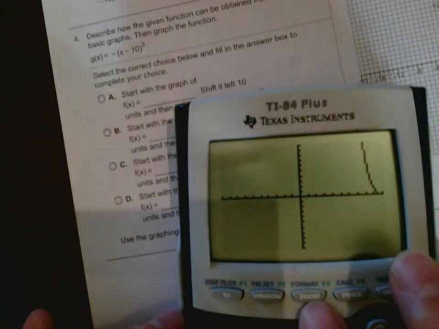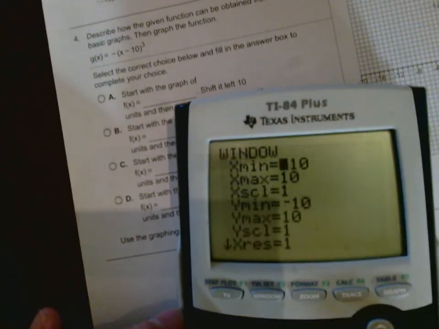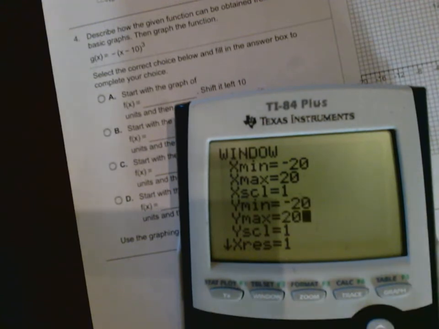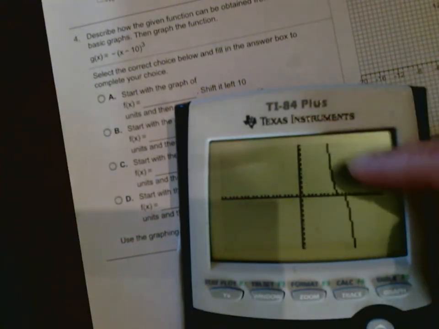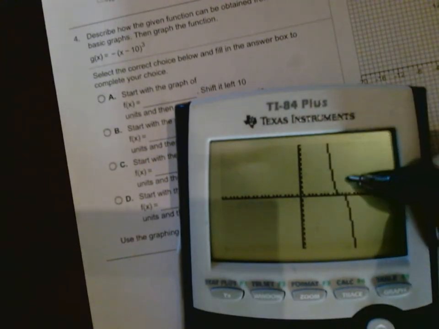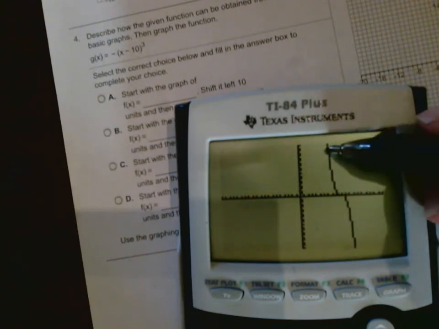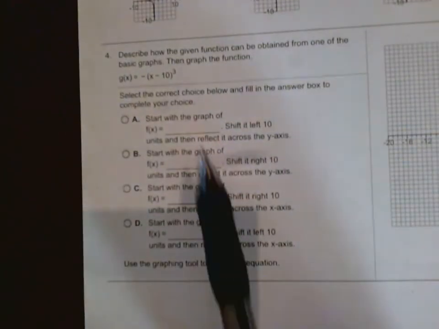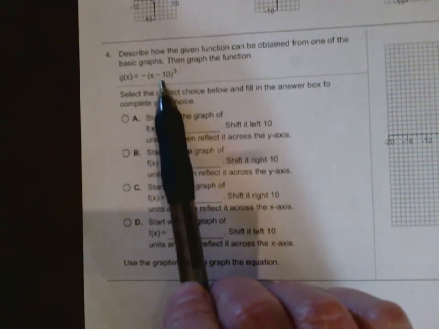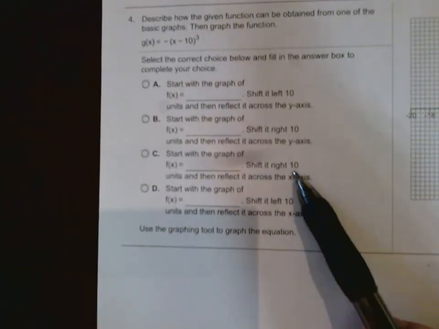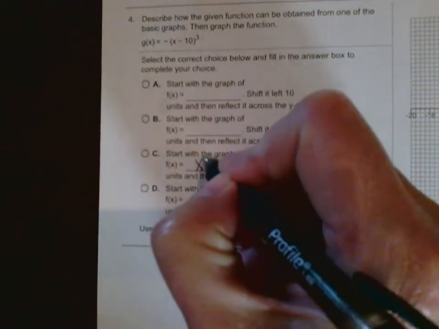Okay, let me show you a better window for this. Let's say I went from negative 20 to 20, negative 20 to 20, and graphed it. So you can see, I made my x-axis go farther, since instead of going just to 10, it goes to 20. So you'll see the first one, when you graphed it, it looked like this. The negative in front of it flipped it upside down across the x-axis, or reflects it across the x-axis. So that's what the negative does. So the things that are happening here is it's going to start off with the graph of x cubed, shift it to the right 10 for the minus 10 on the inside, and then reflect it across the x-axis, which would be this one. So shift it right 10 and then reflect it across the x-axis, starting with the x cubed graph.